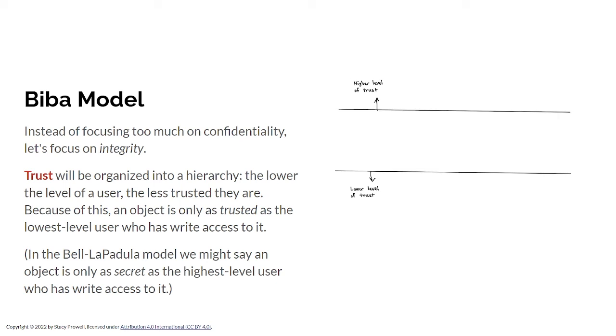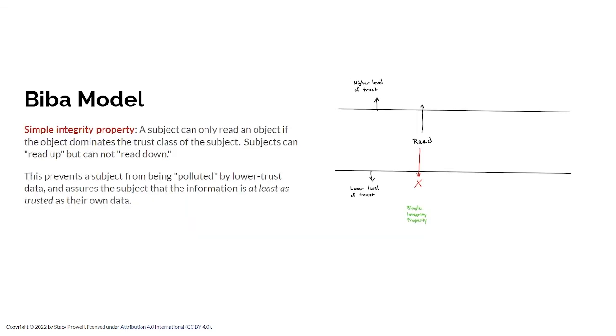All right. In the Bell-LaPadula model, we might say an object is only as secret as the highest level user who has write access to it. The simple integrity property says a subject can only read an object if the object dominates the trust class of the subject. So I can read up, but I can't read down.